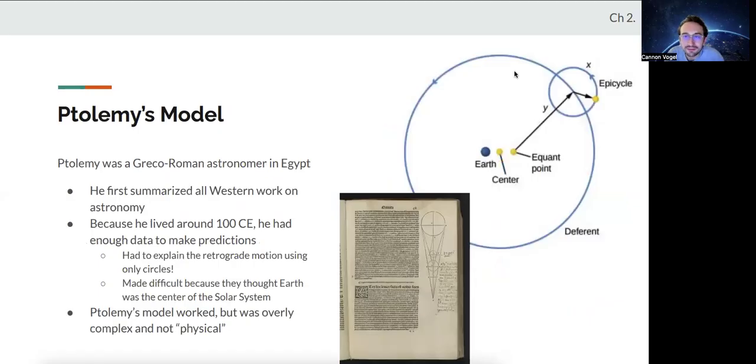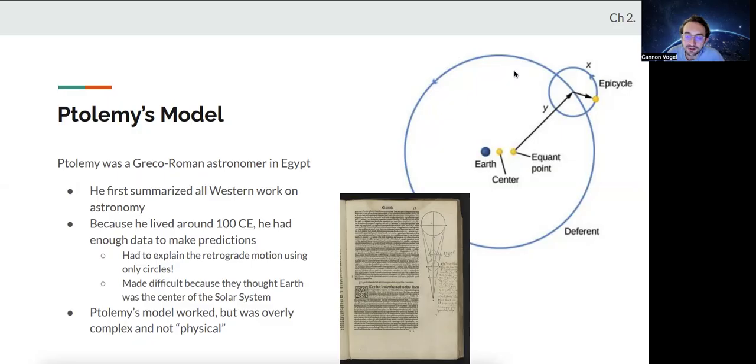And so to explain this, it took a few hundred more years until Ptolemy, who was a Greco-Roman astronomer who lived in Egypt, which was kind of colonized at the time by the Greek society. And so he was able to summarize all of Western astronomy that he had access to. That was his first big project. And then after he had all this data together and collected, he was able to make his own model for how the solar system worked.